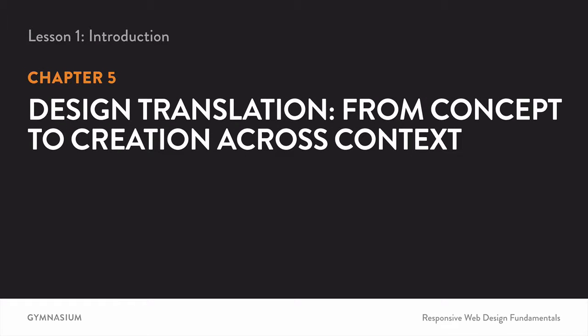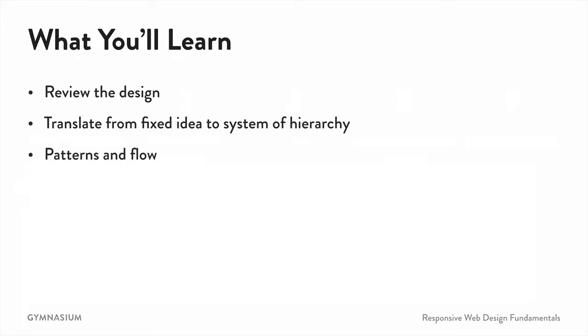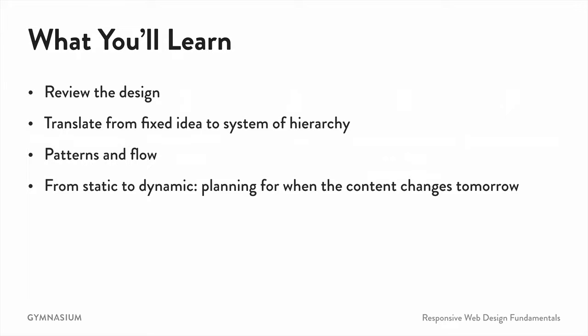Chapter 5, Design Translation. Now we go from concept to creation across all the different contexts of use. So first we're going to review the design. We're going to translate that design from a fixed idea into a system of hierarchy. We're going to look at patterns and flow. And we're going to look at how this might move from static to dynamic, thinking about how well this site will work if the content changes tomorrow.